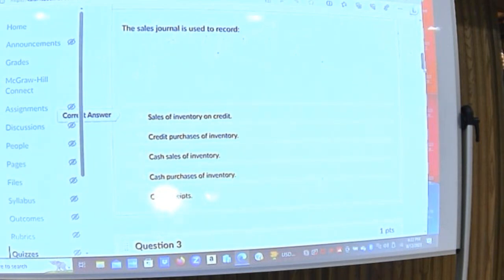Now we are talking about a special journal, talking about the sales journal. Answer, very first response there, sales of inventory on credit. Okay, so it's a credit sale, goes in the sales journal.